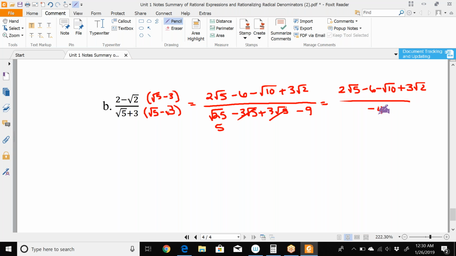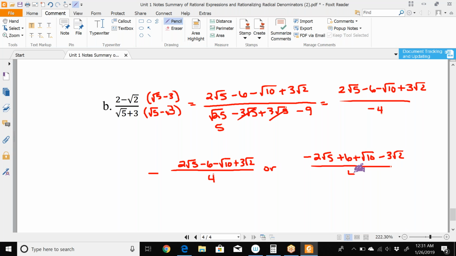Now, a lot of times we don't like to leave negative in a denominator, so one way to fix that is bring it out to the front and just leave your whole fraction as it is on top. That is one way to fix it, but you have to leave it out front if you don't change anything on top. The other option is to change all of the signs on the top. So that would make this negative 2 square root of 5 plus 6 plus square root of 10 and then minus 3 square root of 2. That also would take care of the issue, and this would then be positive. So either one of these versions would be okay with me. And that is the end of this video.